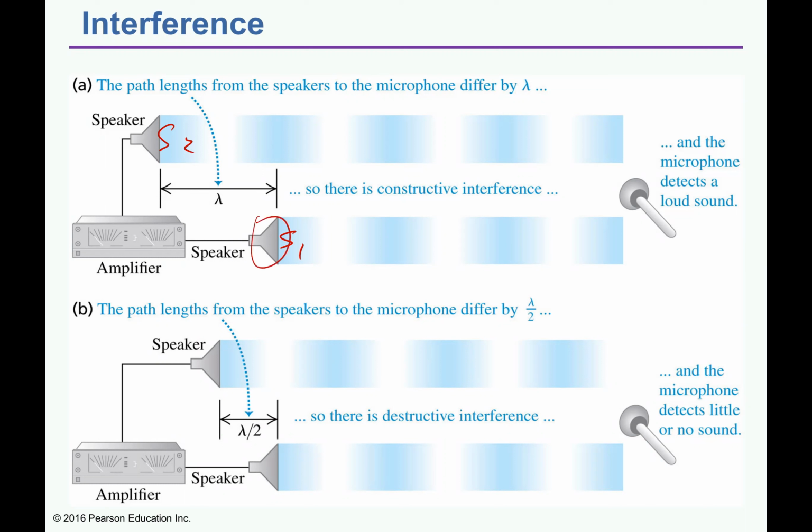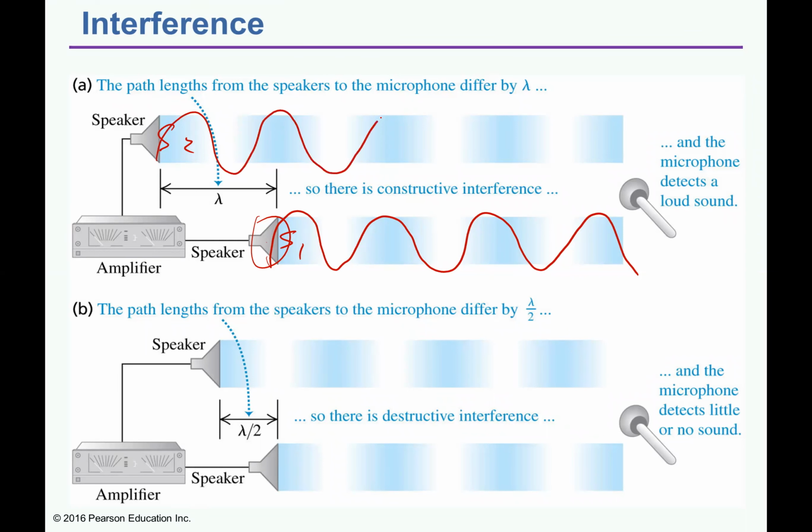Here, you have source one sending a sound wave: crest, trough, crest, trough, crest, trough, crest, trough, like that. And then you have another speaker, source two, that sends sound: crest, trough, crest, trough, crest, trough, crest, trough, crest, trough. And you can see speaker two is placed some distance behind speaker one, and that distance is a wavelength.